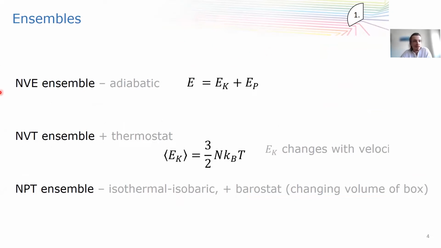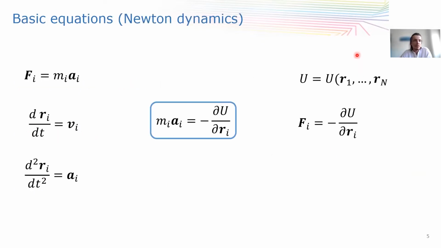So we take one of these, let's say the NVE ensemble. This is the first step of our model. And then we'll need, as I said, some basic Newton equations. So, second Newton law: the first time derivative of the position vector will be the velocity. Then the second will be the acceleration.